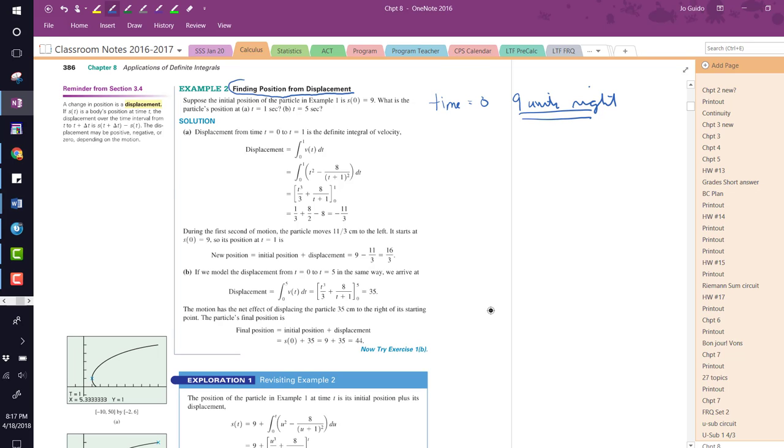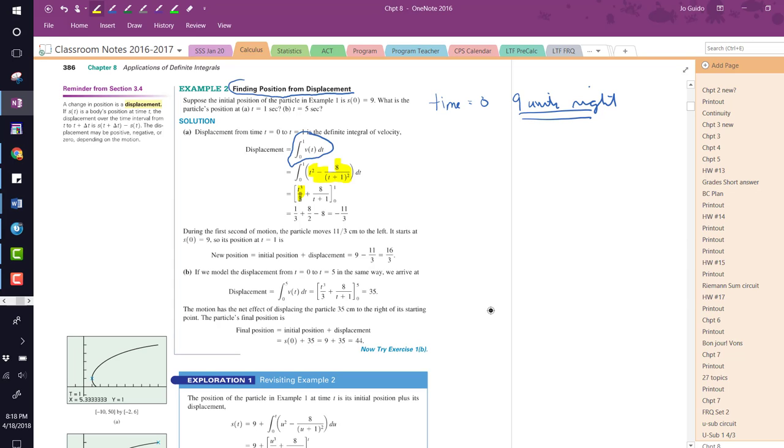So if we want to find that displacement, this is what we talked about just a minute ago. We're going to take the integral from 0 to 1 of v of t dt. And so the second line here, this is just our function, right? We're just substituting our function in here. So we're going to take the antiderivative of this.